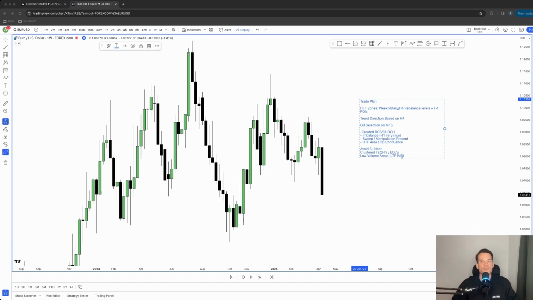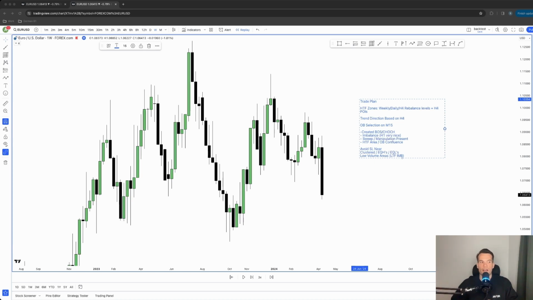I've got a rough little trade plan I want to include on the screen for you guys, so I'll read through it quickly. What we're looking for are high time frame zones, our weekly, daily, or H4 rebalance areas, and our H4 POIs, where our trend direction is based on the H4, and our OB selection is on the M15. We're looking for OBs that have created BOS or CHoCH on the M15. Ideally, there's imbalance coming out of the order blocks, anywhere from the 5-minute up until the hourly.